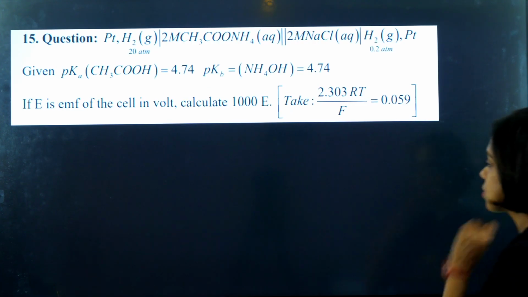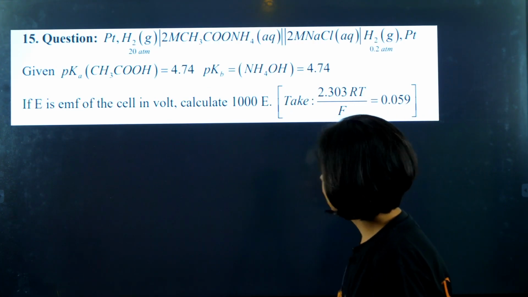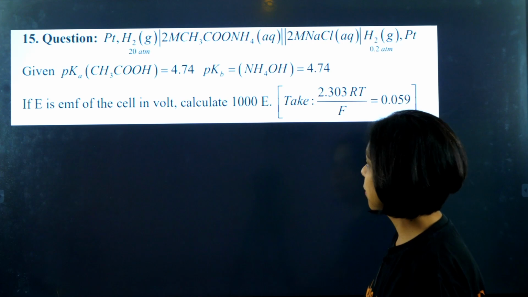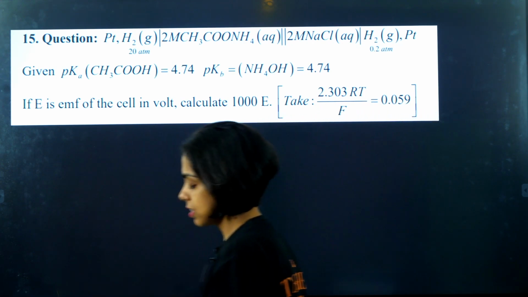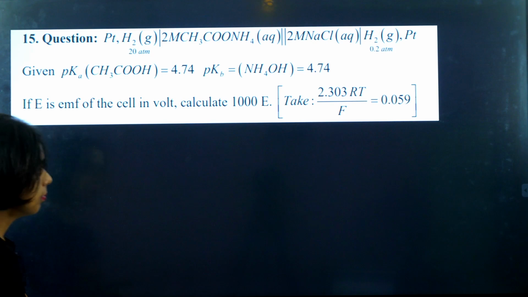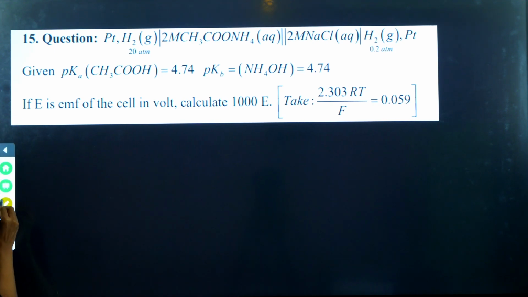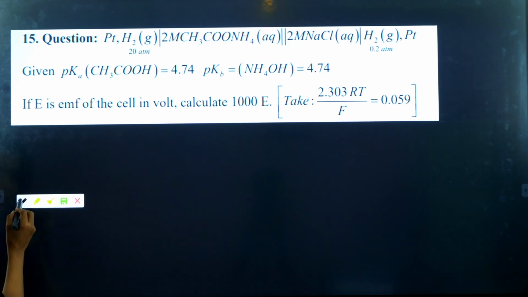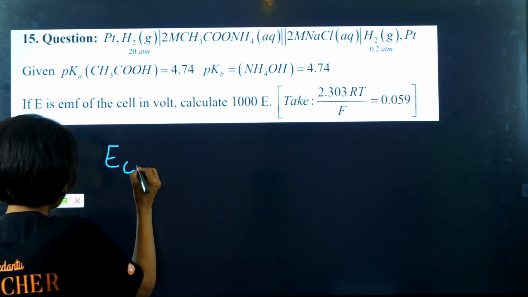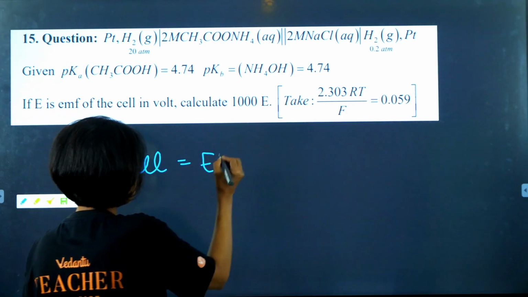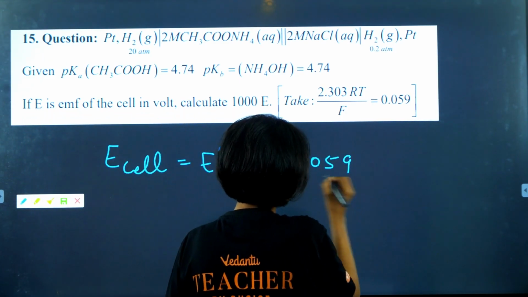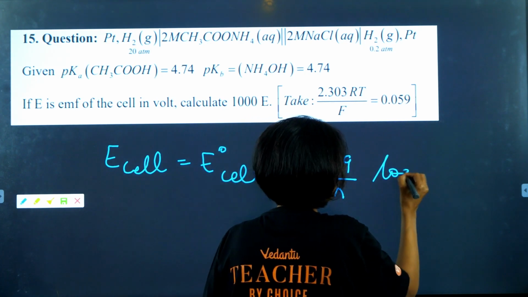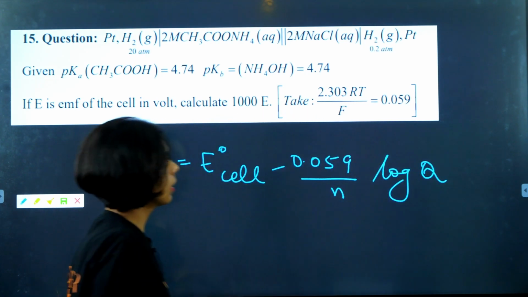Okay, now the last question. You have a cell, and the pKb is given. Calculate the E cell, the EMF of the cell in volt. So next equation, E cell is equal to... next equation I'm writing. Now let us look at the cell.